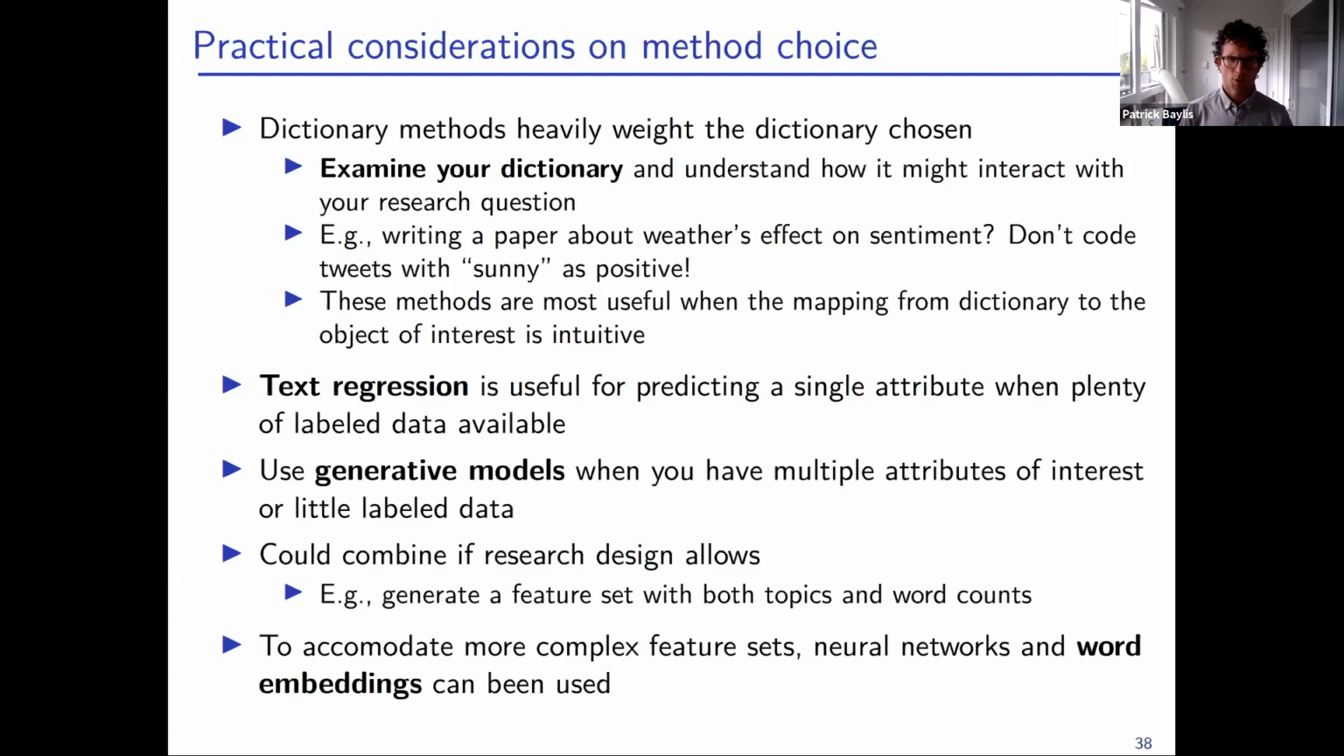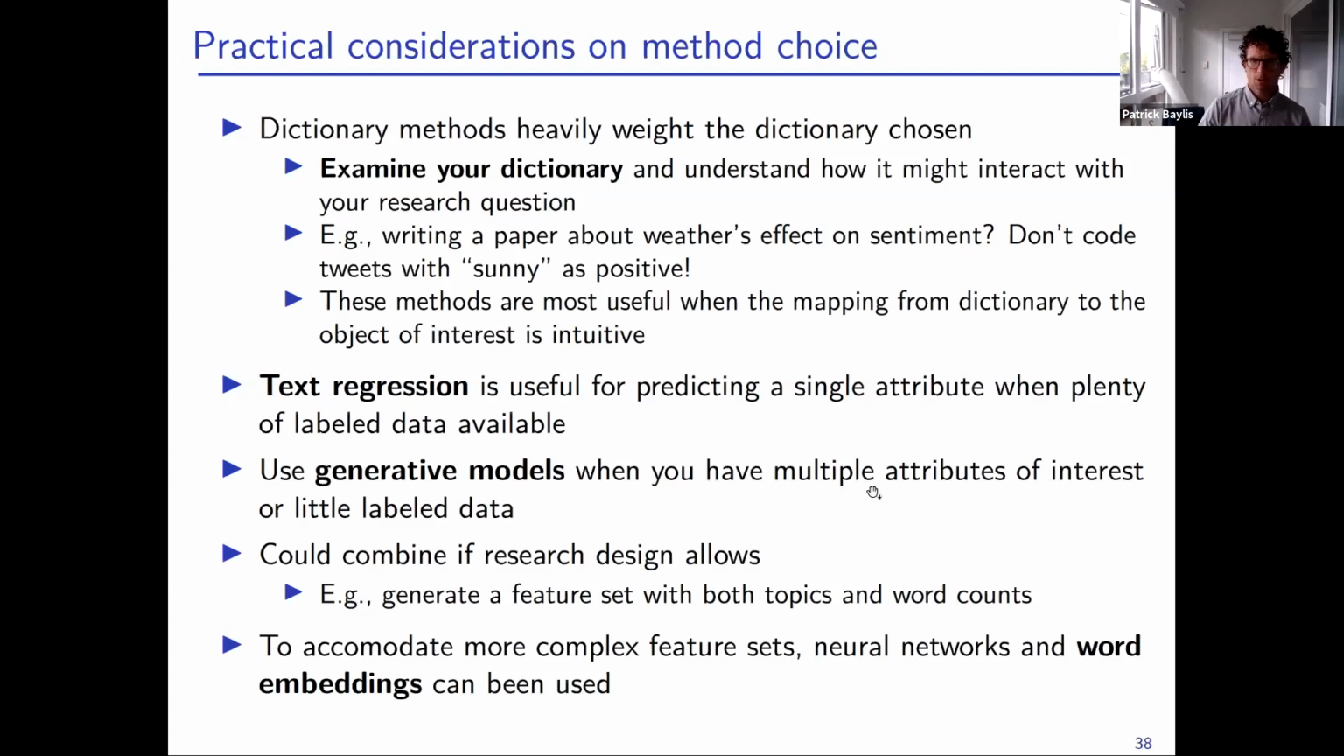Text regression is more useful when you're predicting a single attribute and when you have lots and lots of labeled data. That's like the emoticon example I gave. If you have lots of attributes of interest or not very much labeled data, then it can be more useful to use generative models.